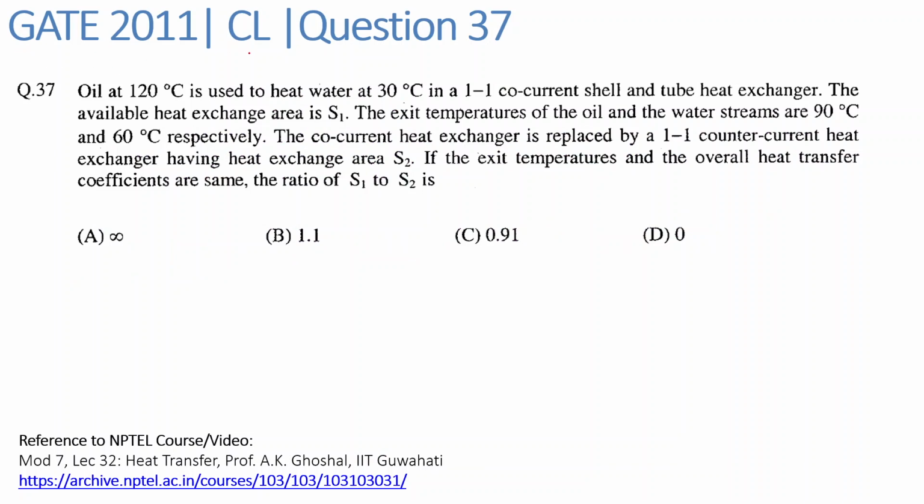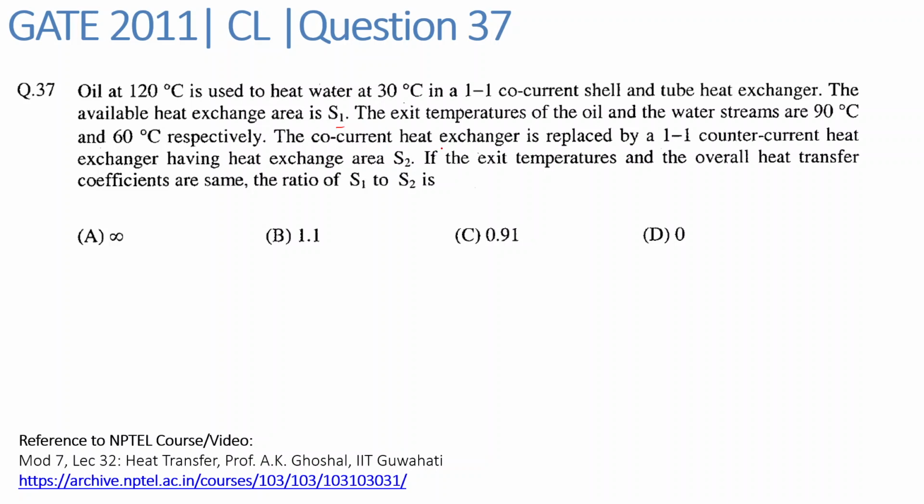Hello everyone, we are looking at question 37 of the 2011 GATE Chemical Engineering paper. The question is: oil at 120 degrees Celsius is used to heat water at 30 degrees Celsius in a 1-1 co-current shell and tube heat exchanger. The available heat exchanger area is S1. The exit temperatures of the oil and water streams are 90 and 60 degrees Celsius respectively.